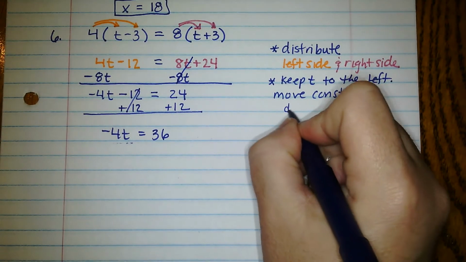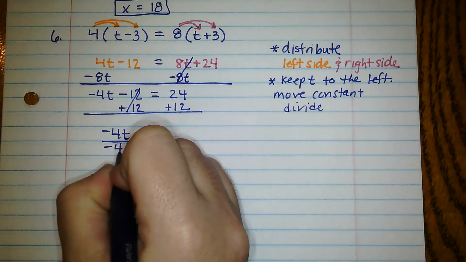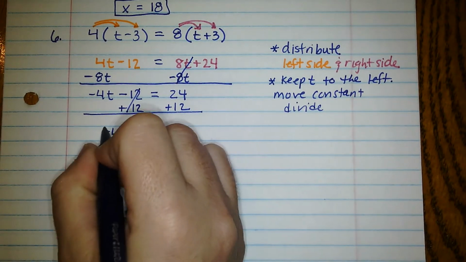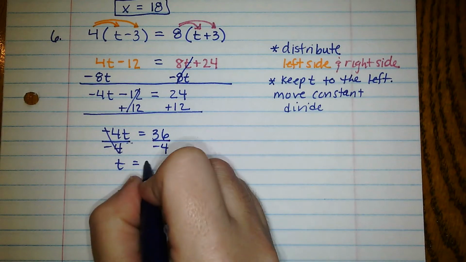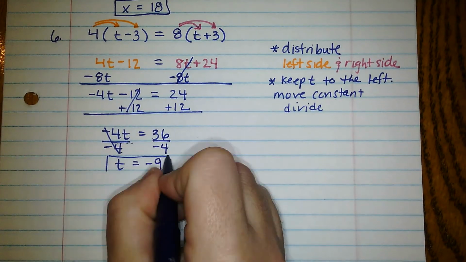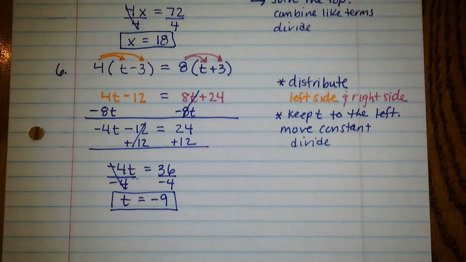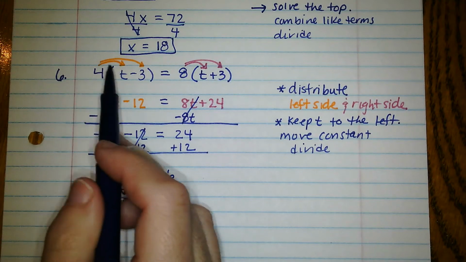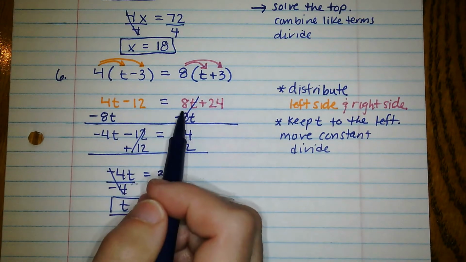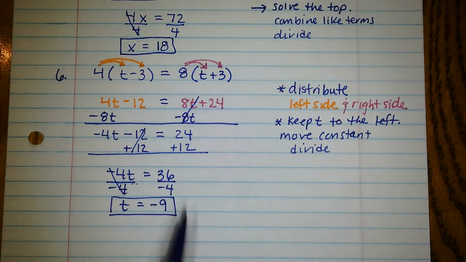And then you're going to divide. And in this case, we're dividing by negative 4. So we're going to divide both sides by negative 4. That cancels. And t equals 36 divided by negative 4 is negative 9. And there's your solution. Okay, so again, when you have a distributive property on both sides of equals, you're going to just distribute them separately. And then get your variable on the left, move your constant to the right, and divide.